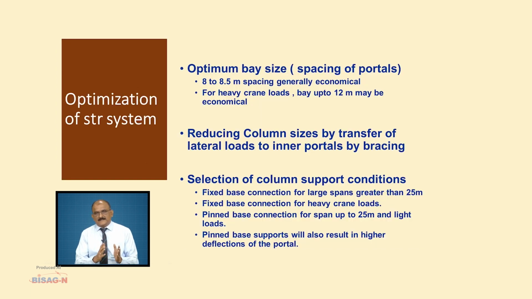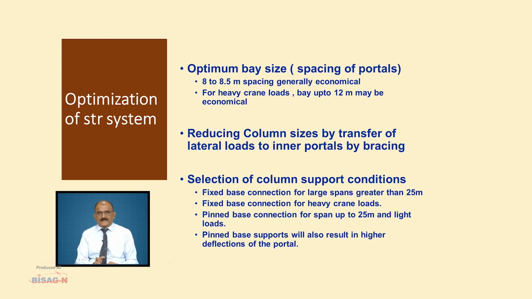By deciding the spacing of portals: if you are increasing the spacing of the portal, the number of frames can be reduced, whereas we will be getting higher unsupported length of the purlins and other secondary members, which may increase the cost. On the other side, if you are reducing the spacing of the portal, the purlin size may reduce, but we may be increasing on portal.